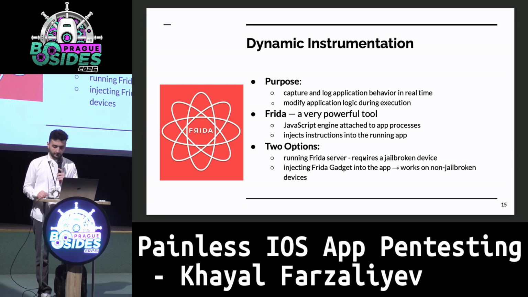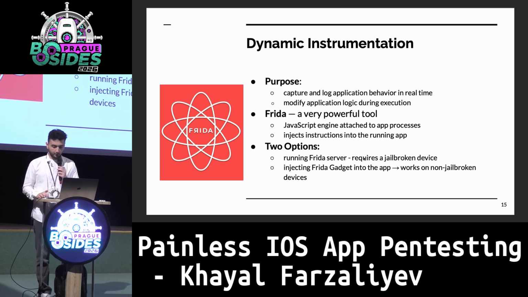Second, we want to modify application logic during execution. This lets us bypass client-side security checks and test the app as if those checks didn't exist. Frida is a very powerful tool for that. The way it works is that Frida injects a JavaScript engine into the target application's process. Once that engine is running inside the app, we can send it JavaScript code that intercepts function calls, reads memory, and modifies behavior. Now, there are two ways to use Frida on iOS.